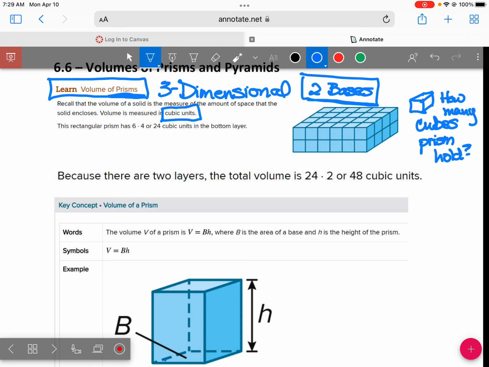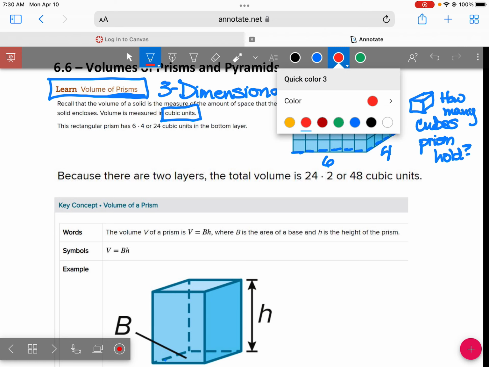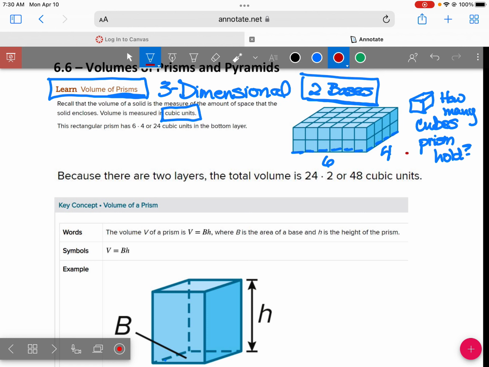This rectangular prism has 6 times 4, or 24 units on the bottom layer. So it's 6 this way because there are 6: 1, 2, 3, 4, 5, 6. And 4 this way: 1, 2, 3, 4. Because there are 2 layers then, it's 24, which we got from 6 times 4 is 24, times 2, which is 48 cubic units.